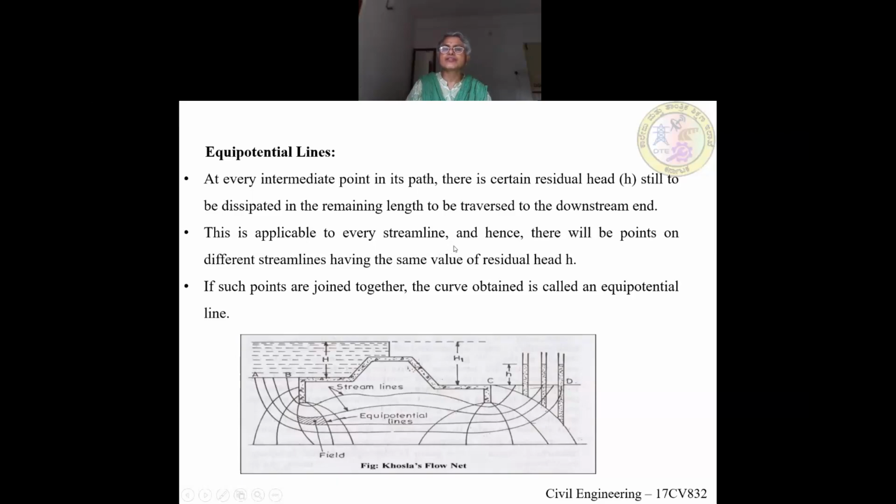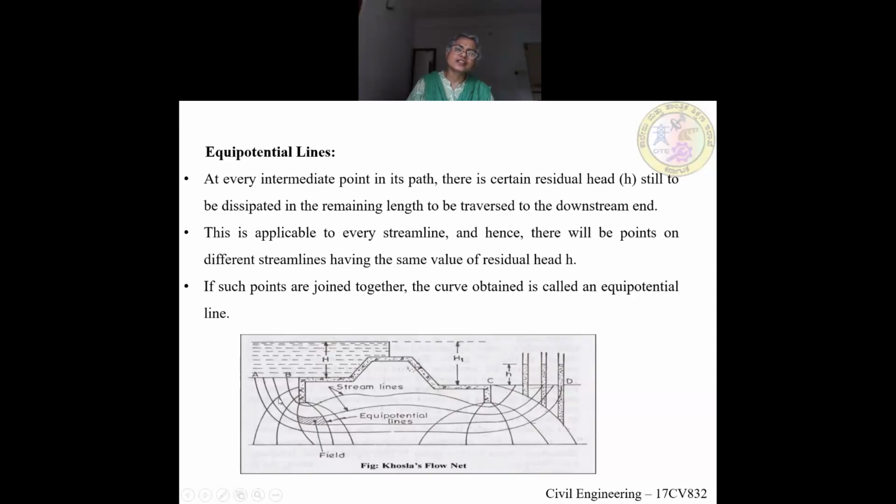This is applicable to every streamline, and hence there will be points on different streamlines having the same value of residual head. Say this streamline has a residual head of 10 meters, and at some other point on the second streamline, the residual head will also be 10 meters. Again, you can find such points on different streamlines where the residual head is the same.